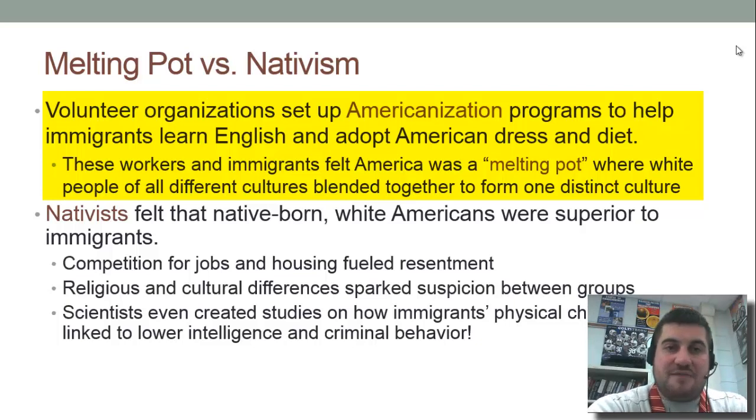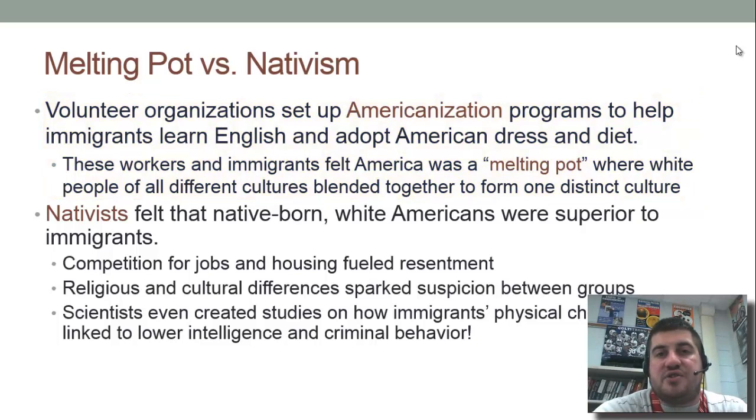White people of all different cultures blend together to form one distinct culture. Notice I said white people. There were no blacks in the melting pot, no Asians in the melting pot. They didn't include them, but they included all the white people from Europe.